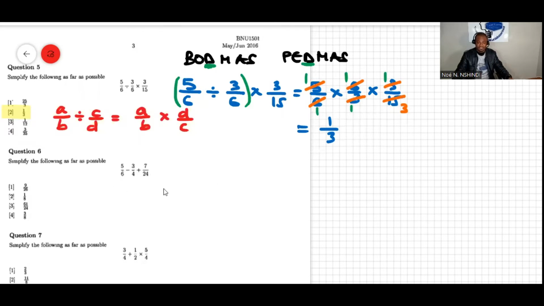To simplify these, we need to make the denominator common, because we have 5/6 minus 3/4 plus 27/24. The denominators here are not common, so we cannot add or subtract these together. We need to make the denominator common. To do that, we are going to find the LCM of all the denominators. I can see that the LCM here is 24, but in case you don't perceive it yet, you can draw the factor trees.